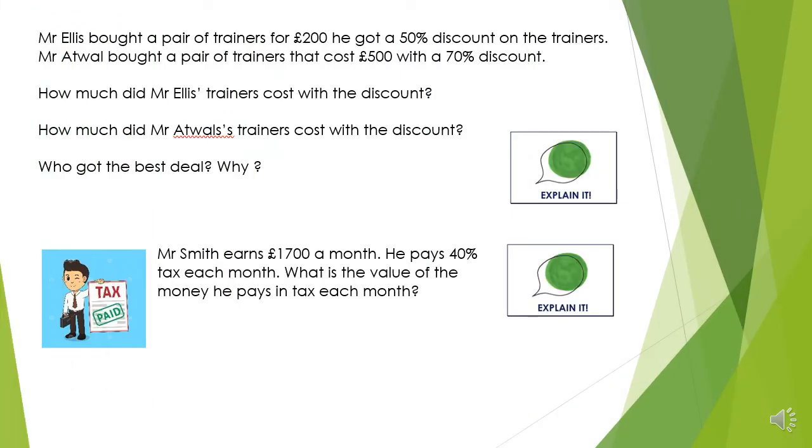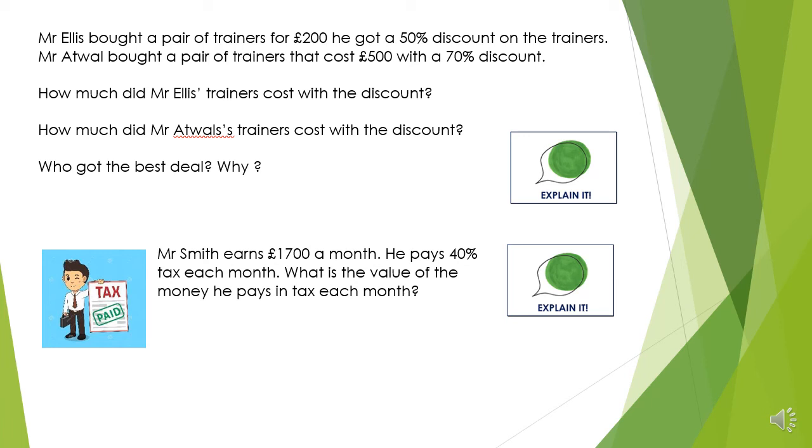So we're going to have to do the inverse on that one. Mr. Ellis bought a pair of trainers for £200. He got a 50% discount on the trainers. Mr. Atwell bought a pair of trainers that cost £500 with a 70% discount. How much did Mr. Ellis's trainers cost with the discount? How much did Mr. Atwell's trainers cost with the discount? And who got the best deal and why? So again, you'll break it down into steps, you'll work that out, and then you'll explain who got the best deal and how you know that.